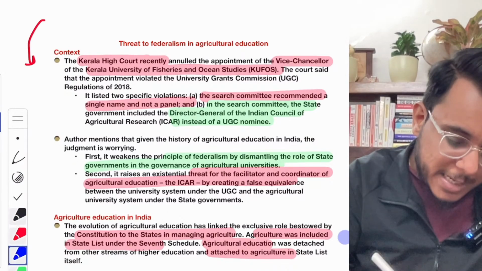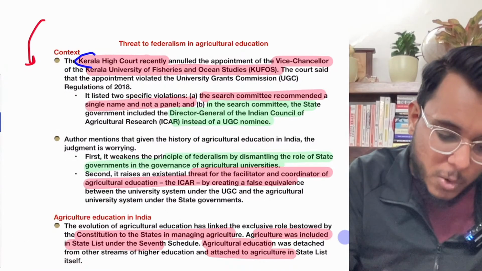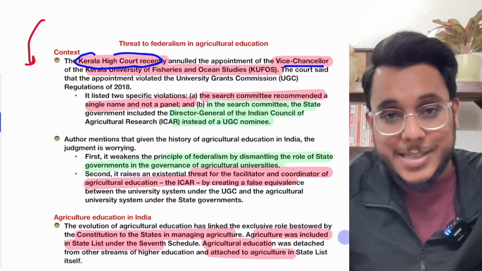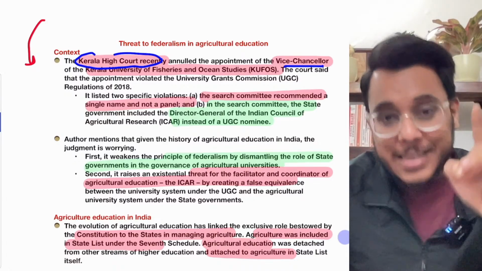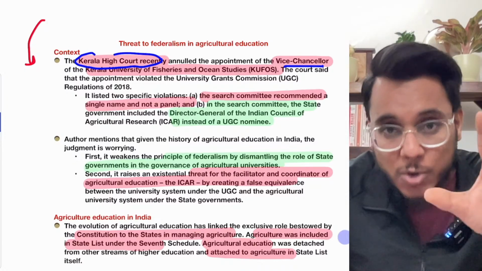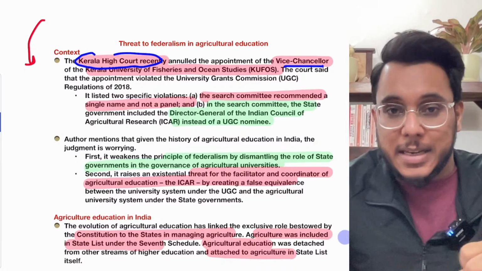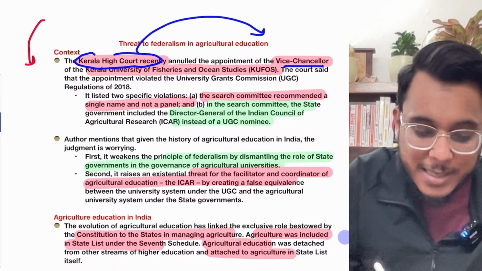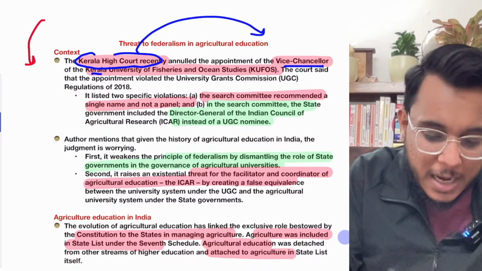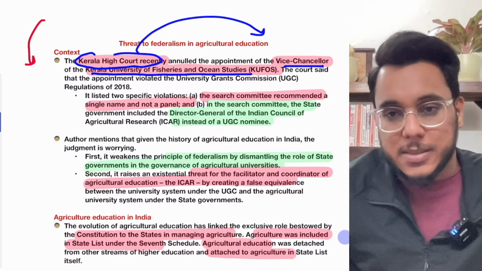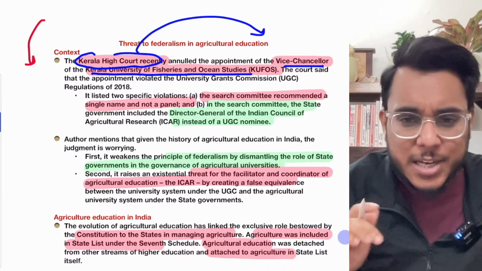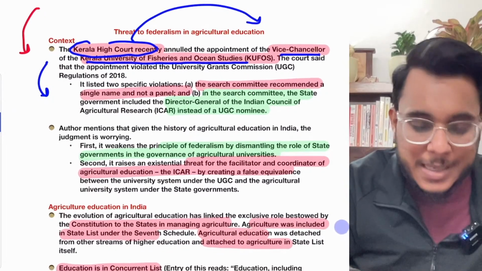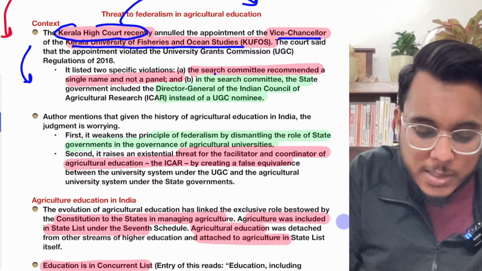So basically, guys, recently the Kerala High Court annulled the appointment of vice chancellors. There was one more controversy of the vice chancellors also, where the governor asked the vice chancellors of 11 universities in Kerala to resign. Okay, now there is one more controversy where the Kerala High Court has annulled the VC of the Kerala University of Fisheries and Ocean Studies. Now, you don't need to remember the name, but what's the issue? The issue is that it has been said there is a violation because the VC was appointed on the basis of the search committee.